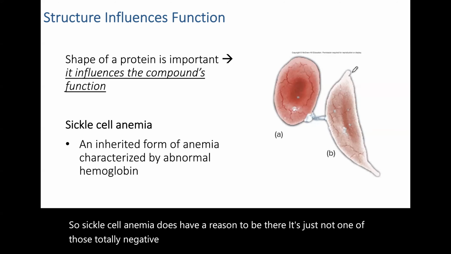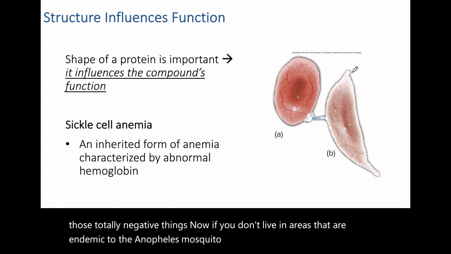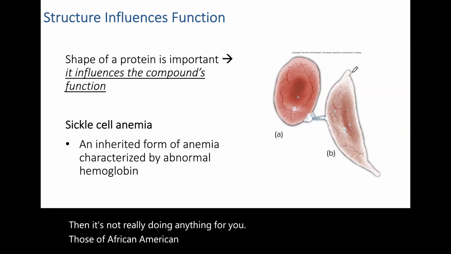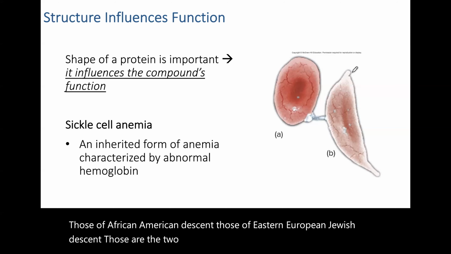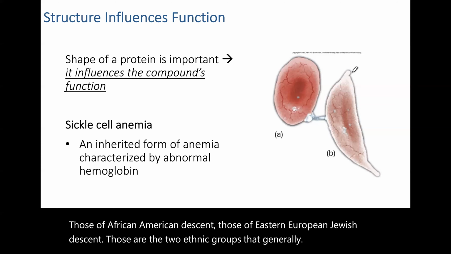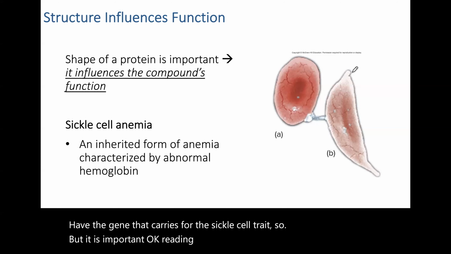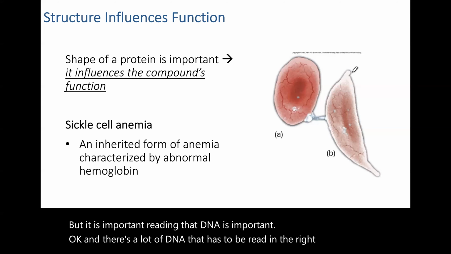Now, if you don't live in areas that are endemic to the Anopheles mosquito that carries malaria, then it's not really doing anything for you. Those of African American descent, those of Eastern European Jewish descent, those are the two ethnic groups that generally have the gene that carries for the sickle cell trait. But it is important, okay? Reading that DNA is important, okay? And there's a lot of DNA that has to be read in the right sequence to make the right stuff.